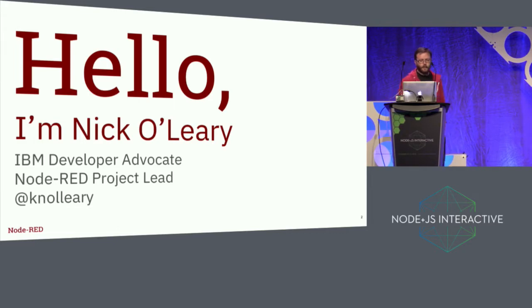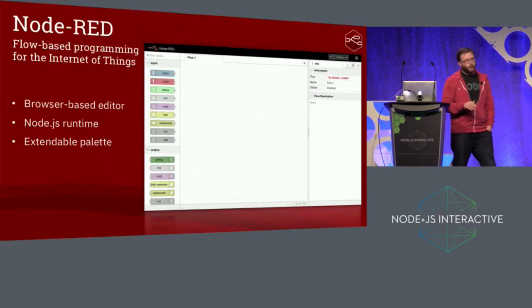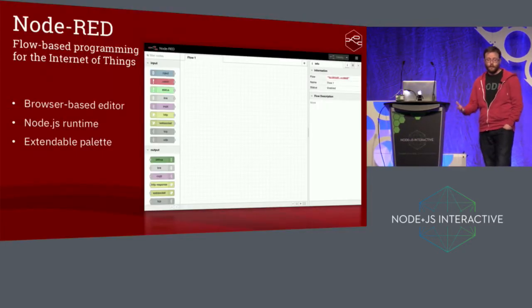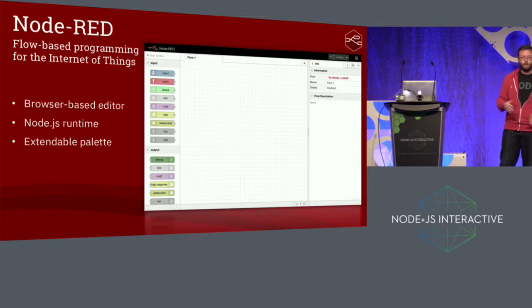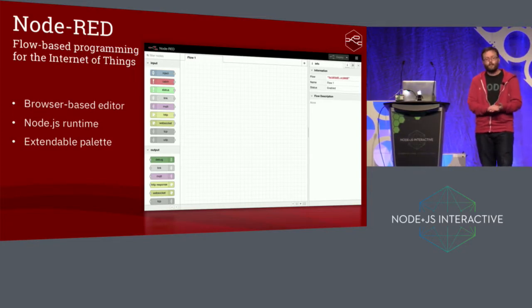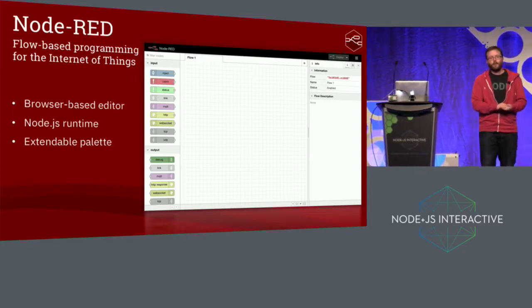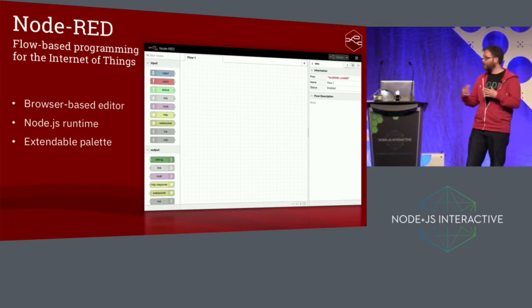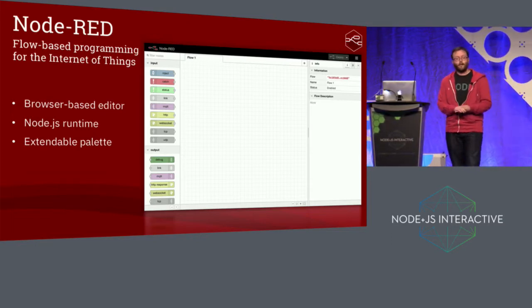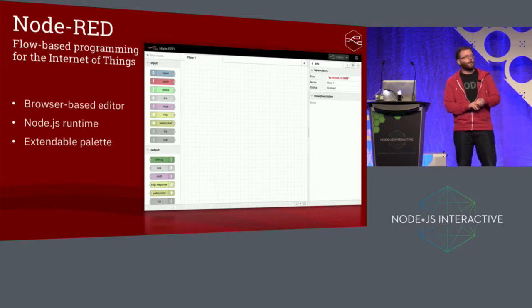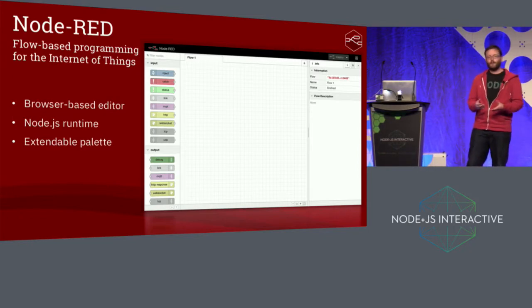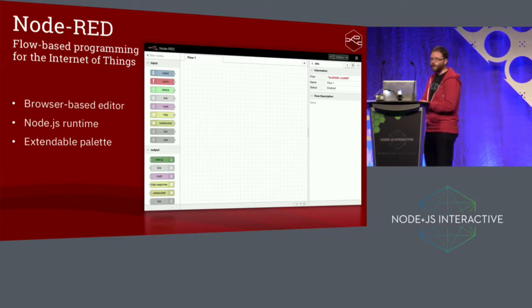So what is NodeRED? It's a flow-based programming tool for the Internet of Things. Well, really, it's flow-based programming for whatever you want to use it for. We just happen to use it for IoT-type scenarios a lot, and some of what I'm going to show you today is a lot about IoT. But it could just as well be used for any sort of event-driven application.